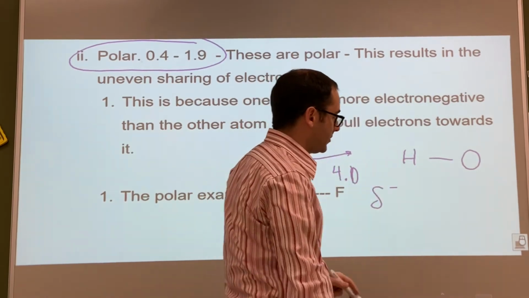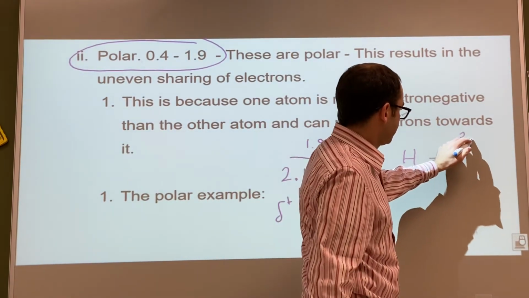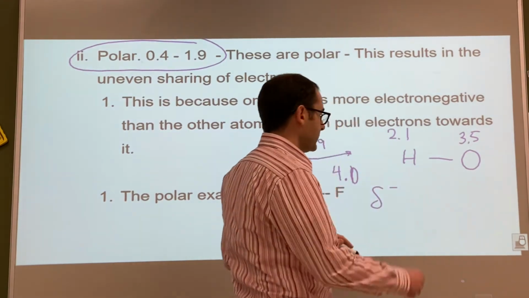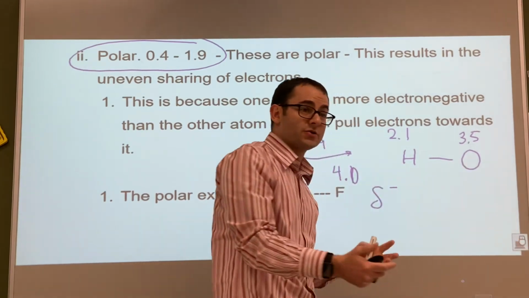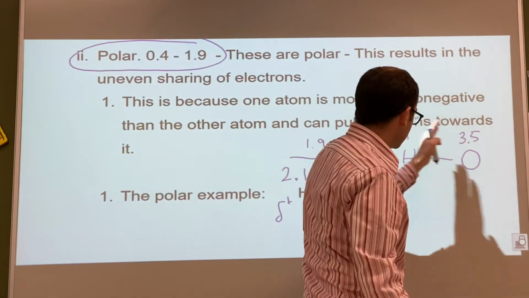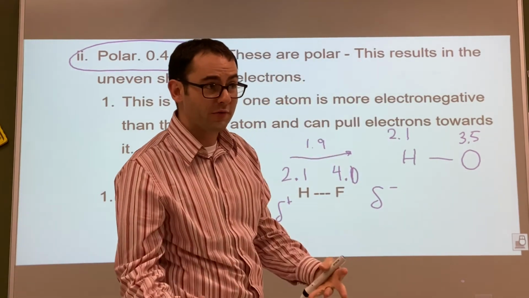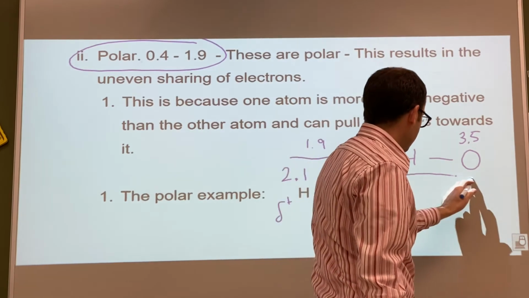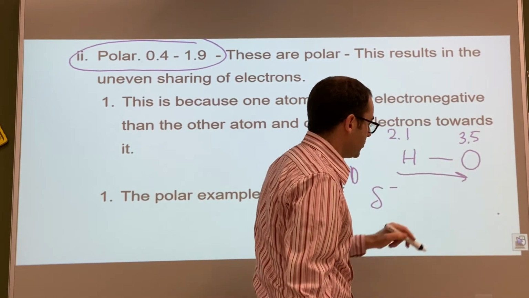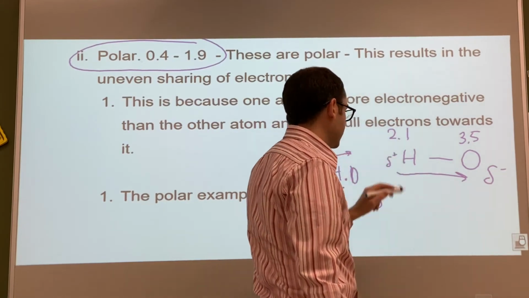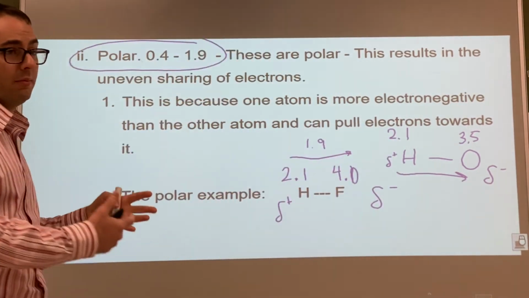What's oxygen's number? Yeah, 3.5. Hydrogen's 2.1. All right. This one's higher, so it's more electronegative, meaning it pulls electrons towards it. What's the difference between the two? 1.4, which is in the range, right? So same thing. The electrons are going to be hanging out towards that oxygen more. The oxygen's going to be slightly negative. The hydrogen's going to be slightly positive. All right. And that would be a polar bond.